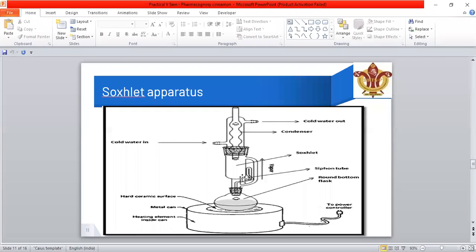And once it gets extracted, through the siphon tube the extracted drug will pass into the round bottom flask. Since the drug is non-volatile in nature, every time the solvent is heating up, only the pure solvent is going from the side tube. Same process: the steam will go up, get condensed, and will fall on the drug.